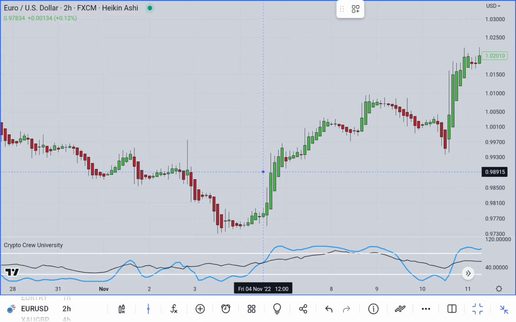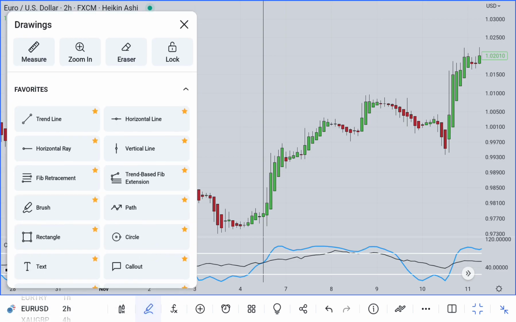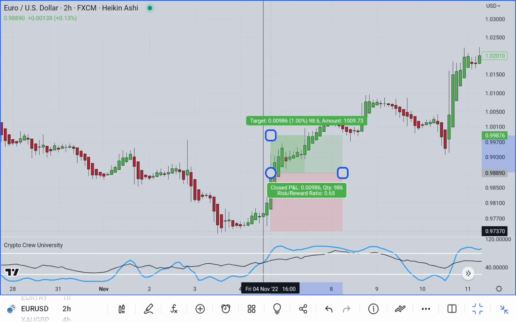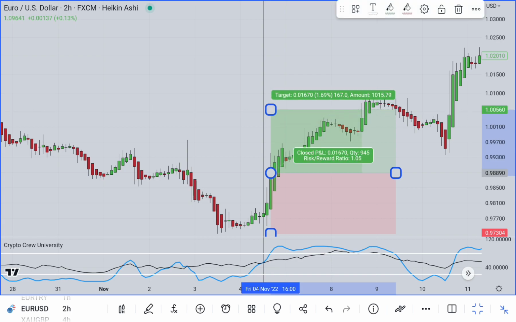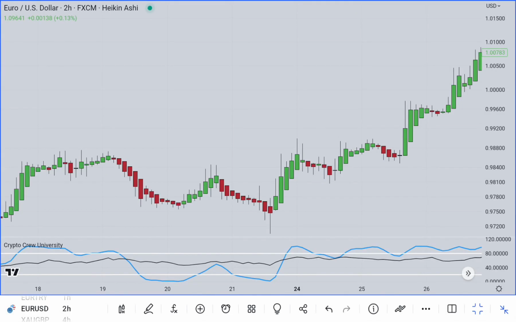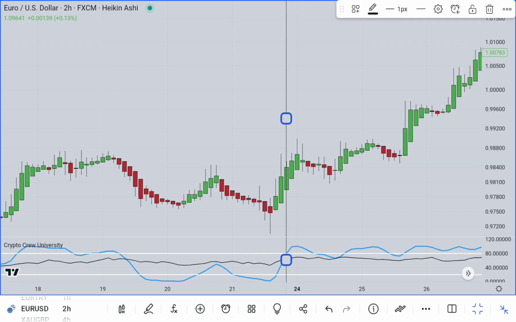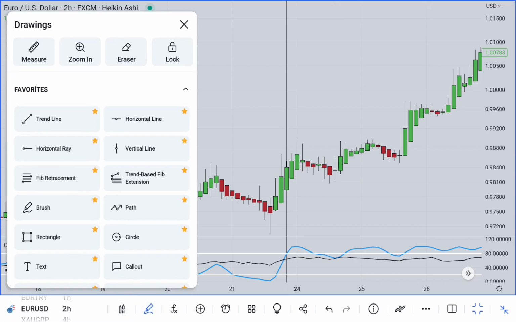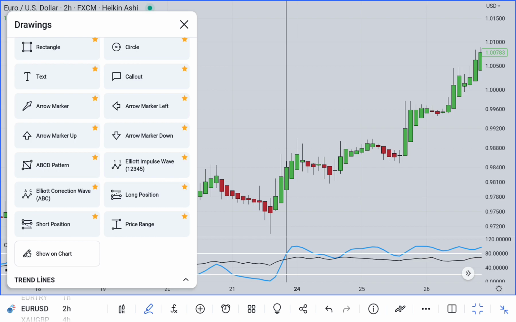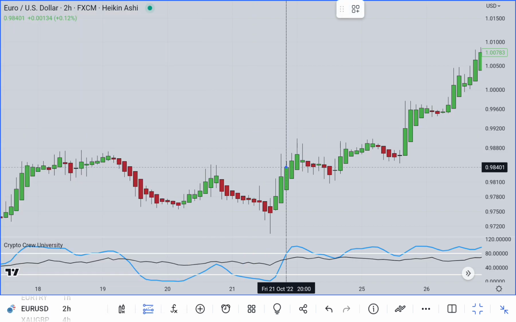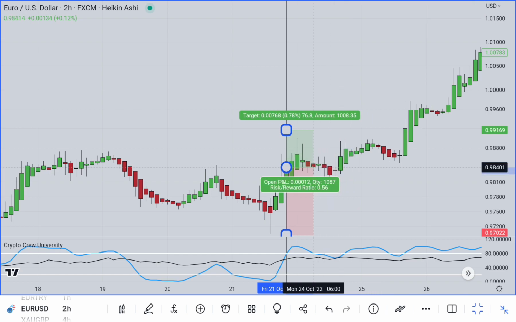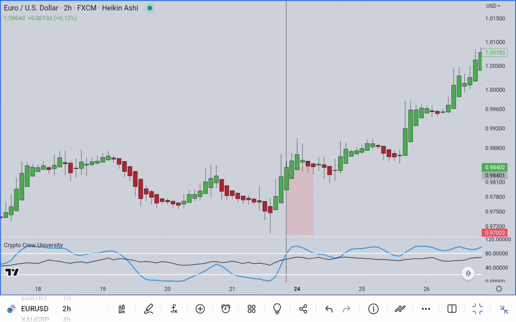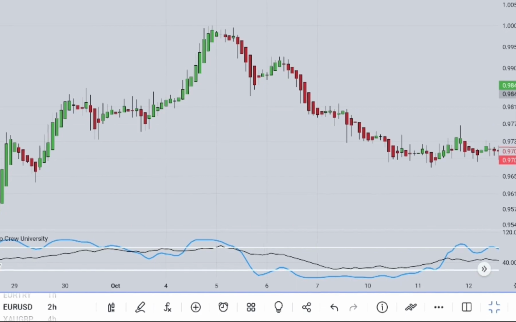Let's quickly look at a new example. Let's look at some examples of short positions.